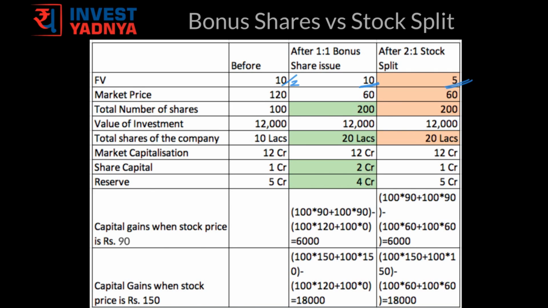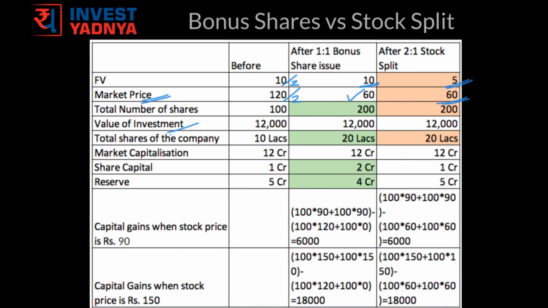In case of a bonus share issue, the market price is reduced in the same proportion in which the number of shares increase. So here in case of 1:1 bonus share issue, your shares have doubled and so the market price would be halved. In case of a stock split, the market price is split in the same proportion as the stock splits. So here the stock has split into two. So the market price would again be divided by 2 and so the new market price would be 60 rupees.